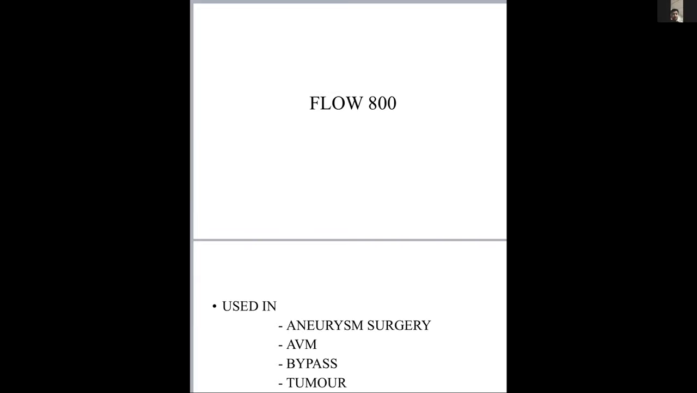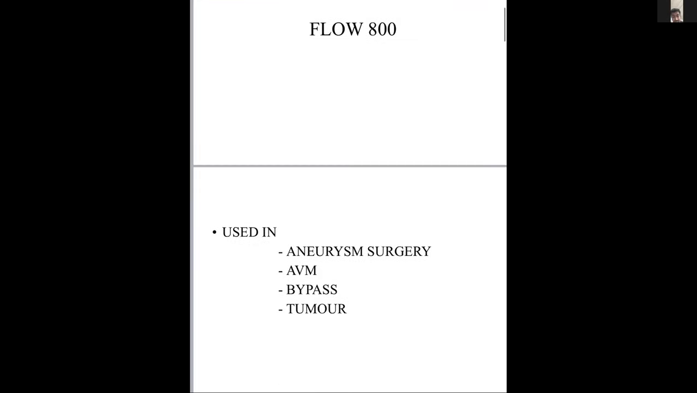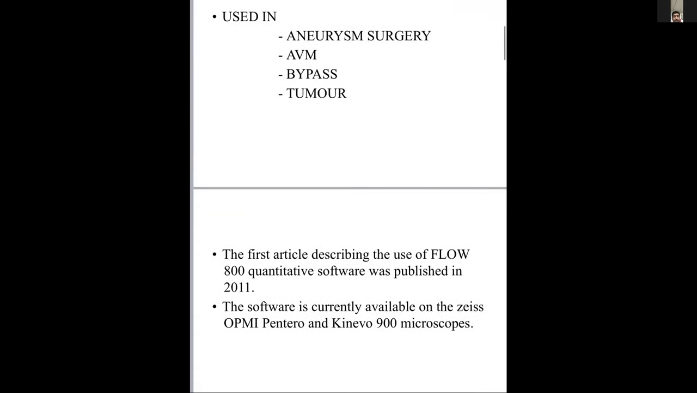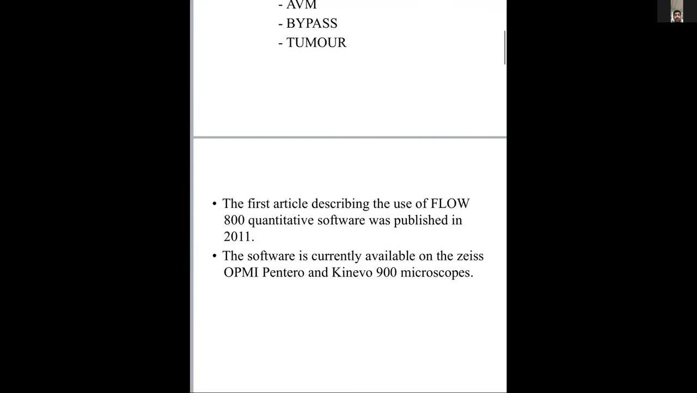Hello, I'm Sandeep Kumar from India, currently here for fellowship. I'll talk about Flow 800 today. Flow 800 is used in aneurysm surgery, AVM bypass, and tumor surgery. Today I will talk only about the role of Flow 800 in AVM surgery.